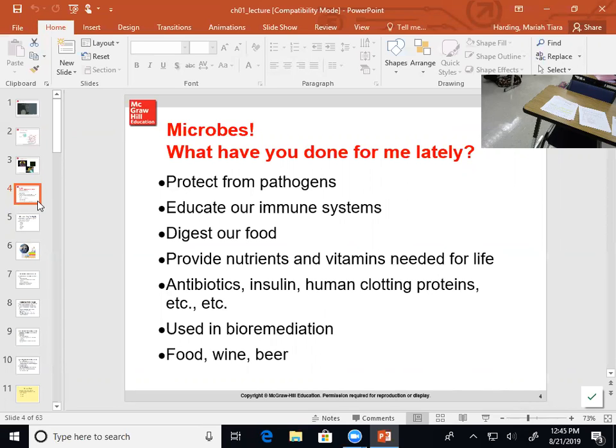The EPA is a real leader in this. We've been using microorganisms to help us bioremediate, which means cleaning up the environment. So isn't that a beautiful thing, the use of microorganisms, right?